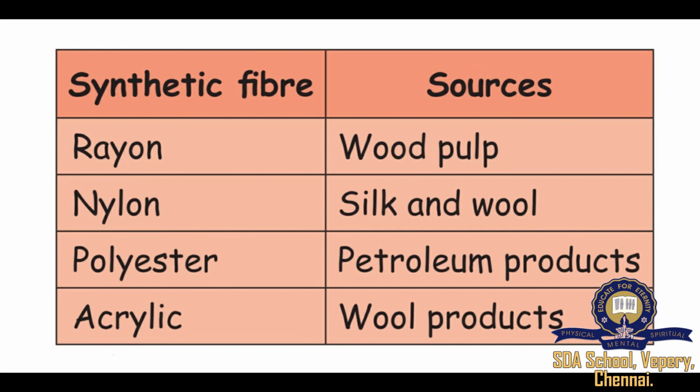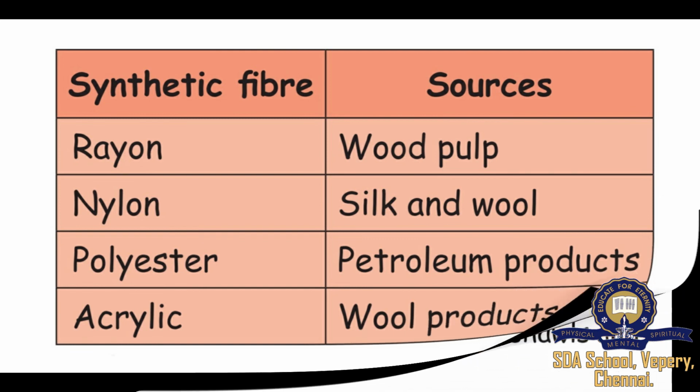Now we shall see synthetic fiber and its sources. Rayon is obtained from wood pulp. Nylon is obtained from silk and wool. Polyester is obtained from petroleum products. Acrylic is obtained from wool products.